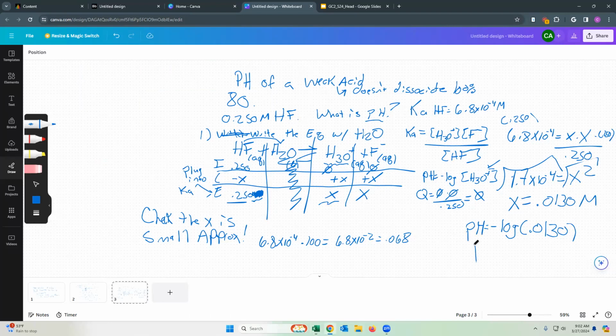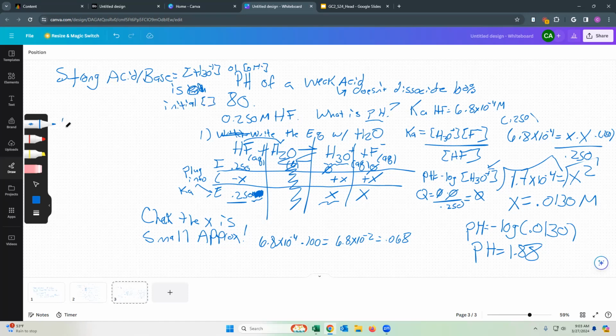So pH for this solution is 1.88. All right. So take home message from our last two problems. For a strong acid, and this also works for bases, the amount of H3O plus, or OH minus if it's a base, that you make is your initial concentration, because your substance breaks down 100%. In a weak acid or base, you need to do an ICE table.